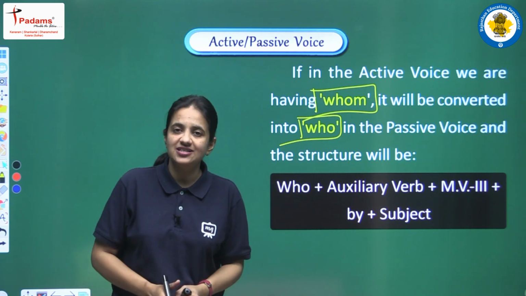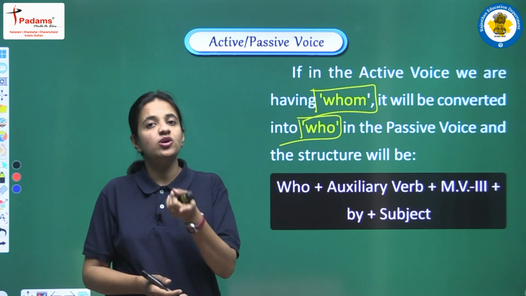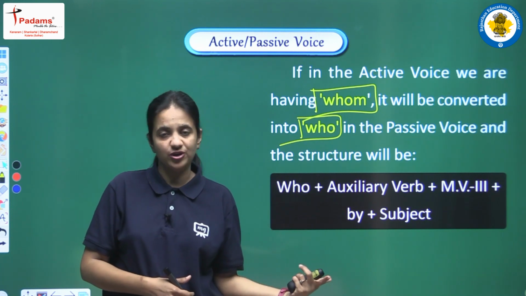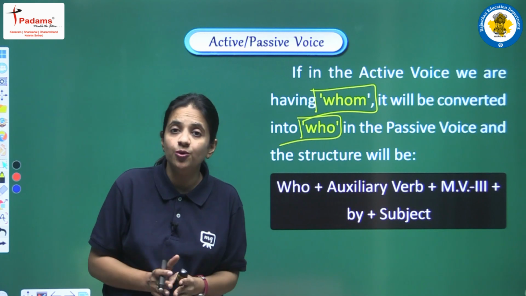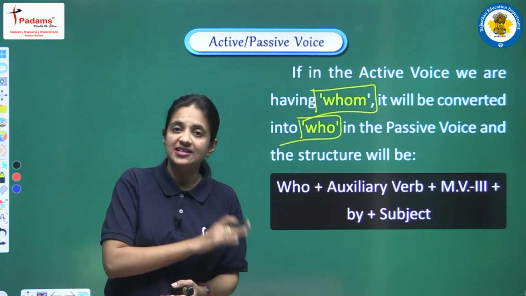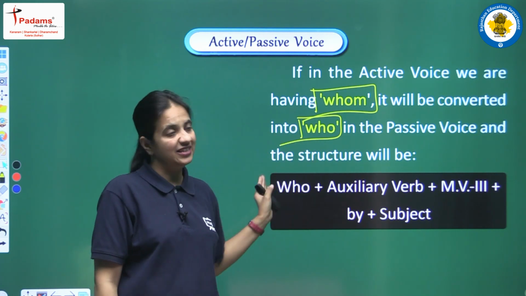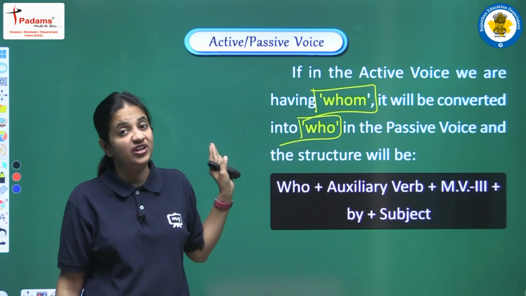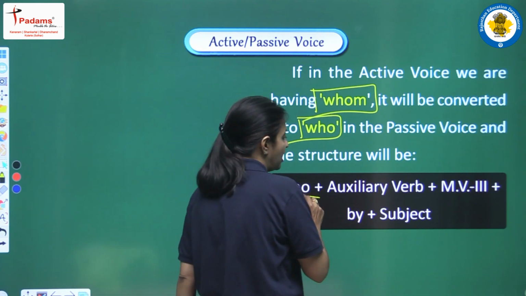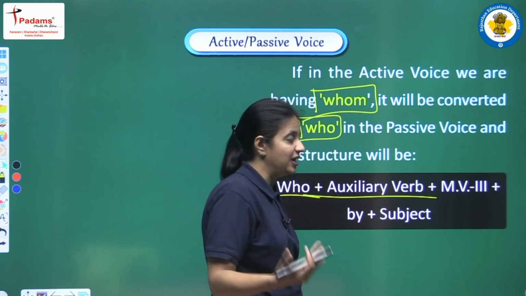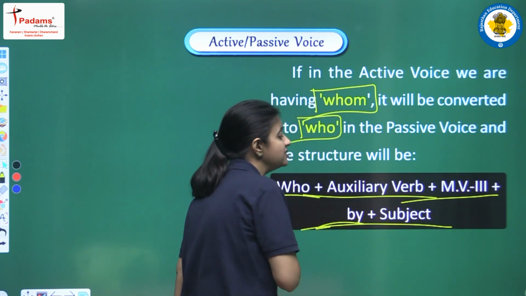So according to this, if we are having "who" in the active voice, then in passive voice you have to convert "who" into "by whom". We have seen examples also, but now if we are having "whom" in the active voice, then in the passive voice that "whom" will be converted into "who", and this will be the structure. So let's read the structure. First of all, we have to write "who", after that our auxiliary verb, or we can say helping verb, then there will be the main verb, and then "by" plus a subject.